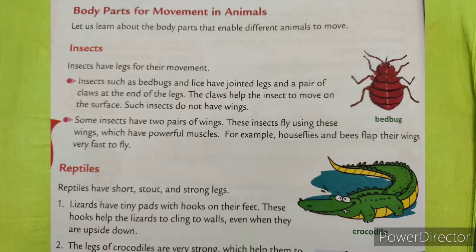In today's class we will learn about how animals move with their body parts. First, let's talk about insects, the tiny little animals like ant, fly, mosquito, cockroach, bedbug, lice, etc. So tiny animals like ants and bedbugs, how do they move?